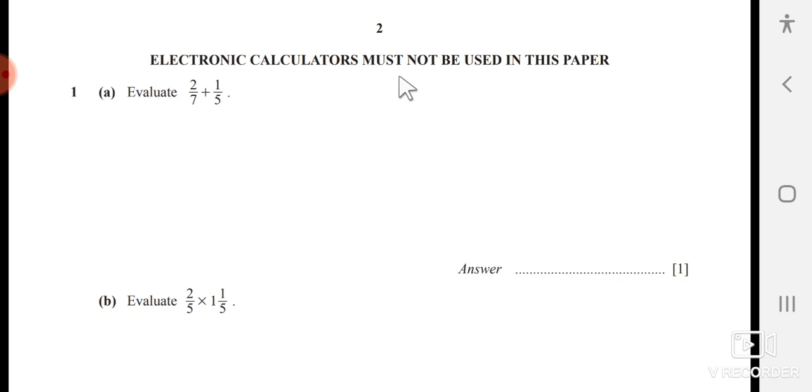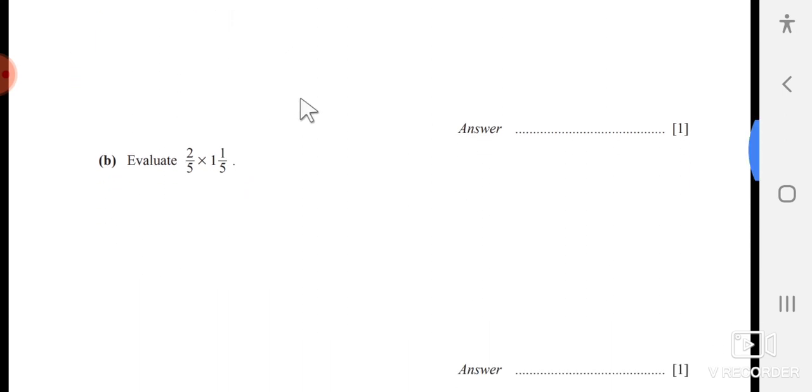Here you see first question of fractions. 2 over 7 plus 1 over 5. So first of all, find their LCM, that is 35. So you need to multiply this 7 by 5 and this 2 by 5 and then this by 7 and this by 7, and you will have 10 over 35 and 7 over 35. So 17 over 35 would be the final answer for this question.